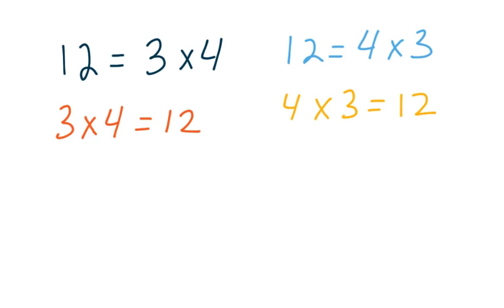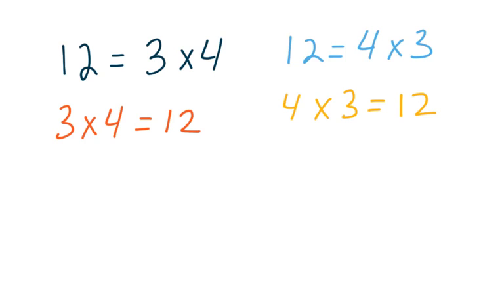Here are all 4 ways we can write this problem. 12 equals 3 times 4. 12 equals 4 times 3. 3 times 4 equals 12, and 4 times 3 equals 12. It doesn't matter which number is in front. No matter what, we're going to get 12 as our product.